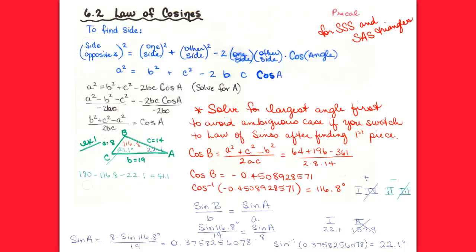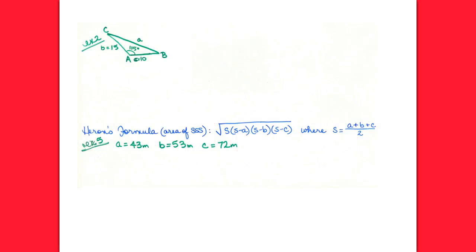All right, the second type of triangle that we said that we would use law of cosines for is a side angle side triangle. Side angle side is when I know two sides and one angle, but it has to be the angle in between those two sides. So example number 2 is like that. I know two sides and I know the angle in between them. So that's side angle side.